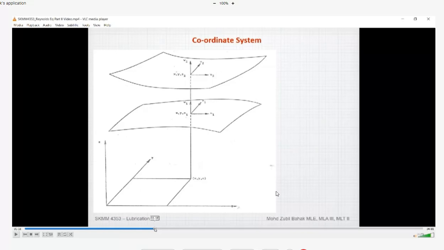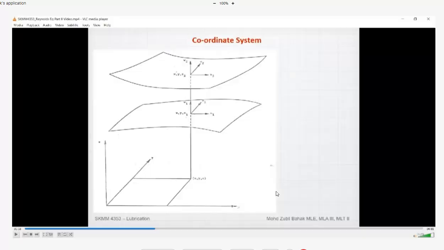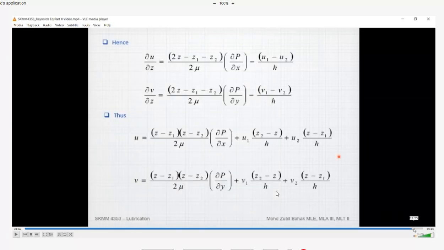So that equation is just for this free body diagram, or the coordinate system that we have here. Where the datum line is z equal to z2. So by doing that, we have the velocity for that particular surface equal to the equation that we have here. So this is the general equation.